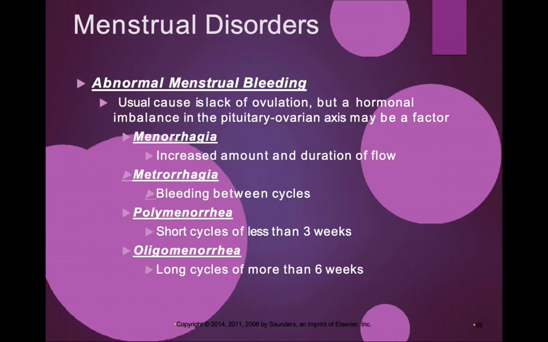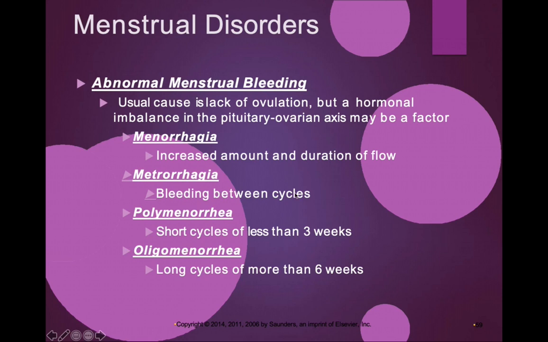Okay? Abnormal menstrual bleeding. So it's important to be familiar with these terms: menorrhea, menorrhagia, polymenorrhea, and oligomenorrhea. So menorrhagia, this is when there's an increased amount of menses. So increased amount of bleeding and duration of flow. That's menorrhagia.